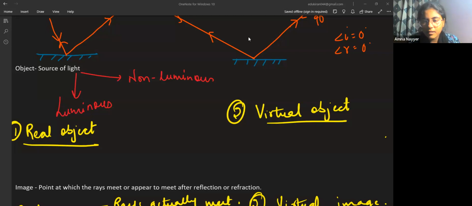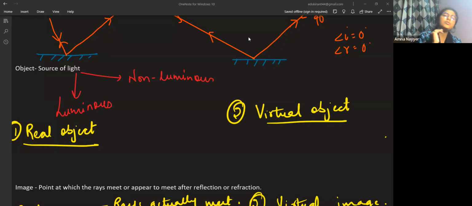I thought non-luminous objects can't emit their own light, so I thought glass would come under it. See, every object which is not emitting its own light is non-luminous. That's what I was saying. Suppose this screen is able to emit its own light, that is a luminous object. But this keyboard is not emitting its own light, so it's a non-luminous object.